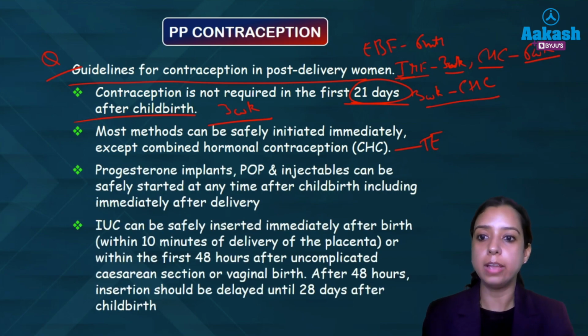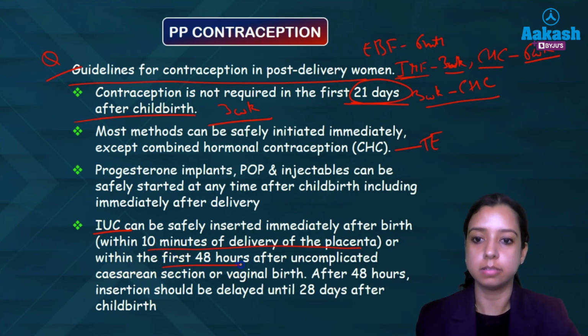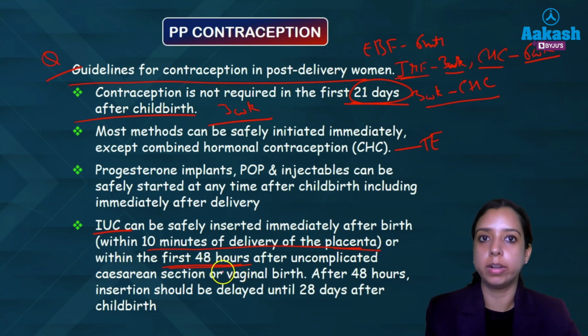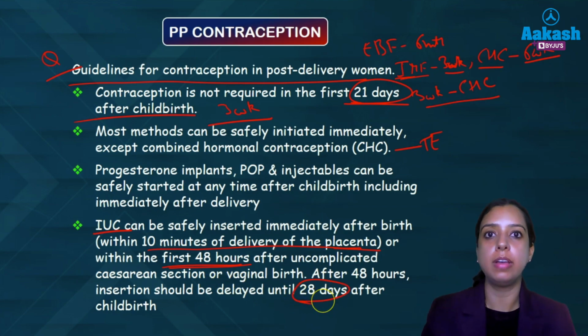What about IUCDs? Remember, IUCDs can be inserted immediately post-delivery, that is called post-placental, and also immediately during cesarean section, and within 48 hours. Now if you have missed these 48 hours, you cannot insert. You have to wait for 28 days, because the uterus is so soft and very prone to get perforated. So if these 48 hours have been missed, you can insert IUCDs only after a month.